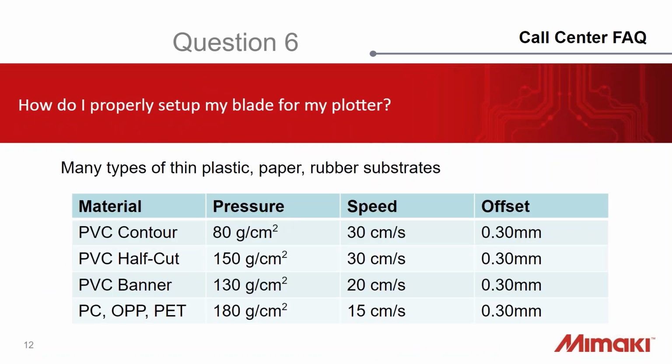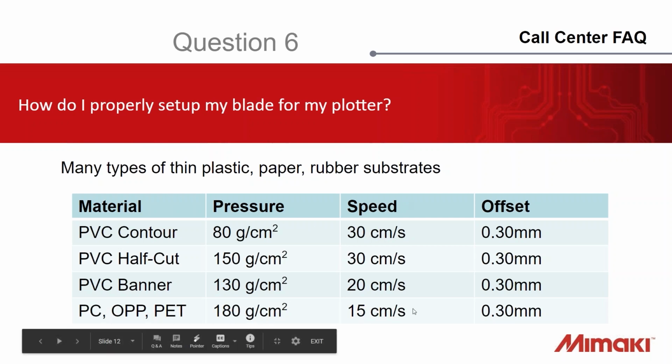And these are just some recommended places to start. So if you're not familiar with the cutters, most PVCs or pressure sensitive vinyls can be cut at 80 grams per centimeter squared. These units are just the units that are present on most Mimaki equipment. You may get some slightly different looking numbers if you have your machine set to inches, but this is just a chart of recommended pressures, recommended speeds, and offsets.